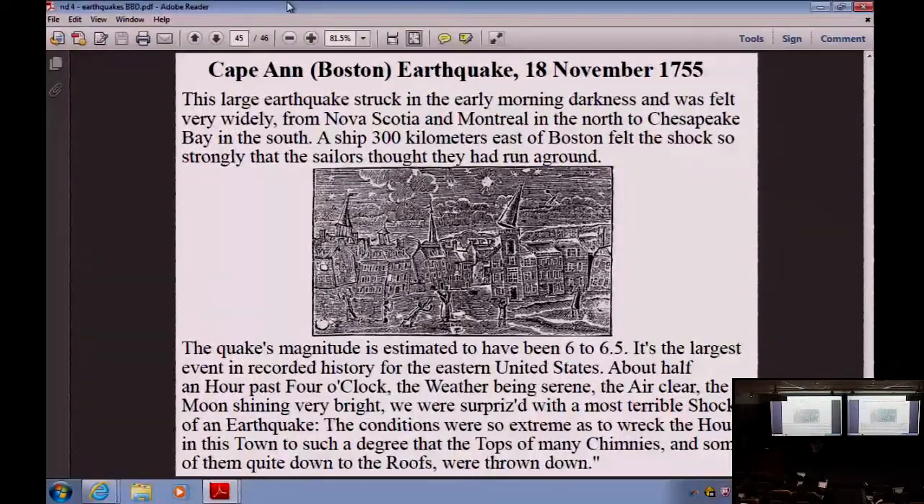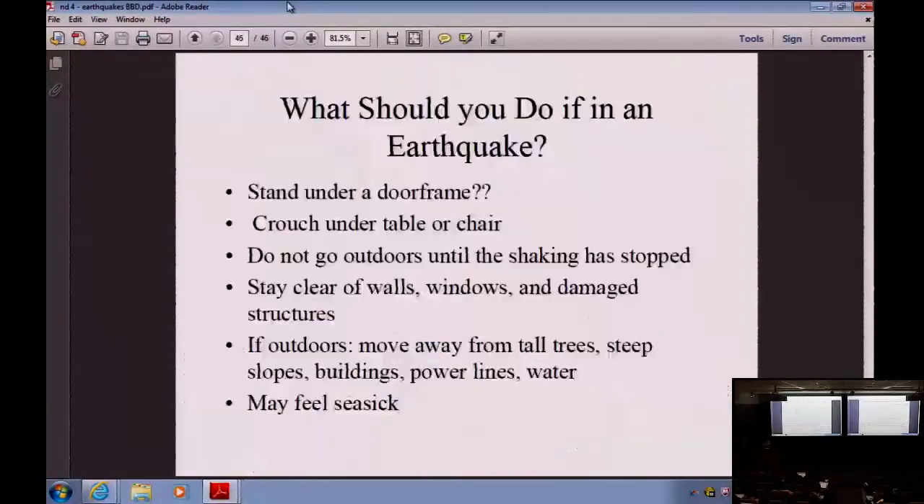Certainly you don't have to read all this, but you can see this is a woodblock print showing that in 1755 there was an earthquake, and it was so bad that there was a ship 300 kilometers to the east that was shaken so badly that the people on the ship thought that the ship had run aground somewhere. The church steeples were toppled, there was some fire, and so they thought it was about a 6 to 6.5. So we will get one of these again. It's just a question of when.